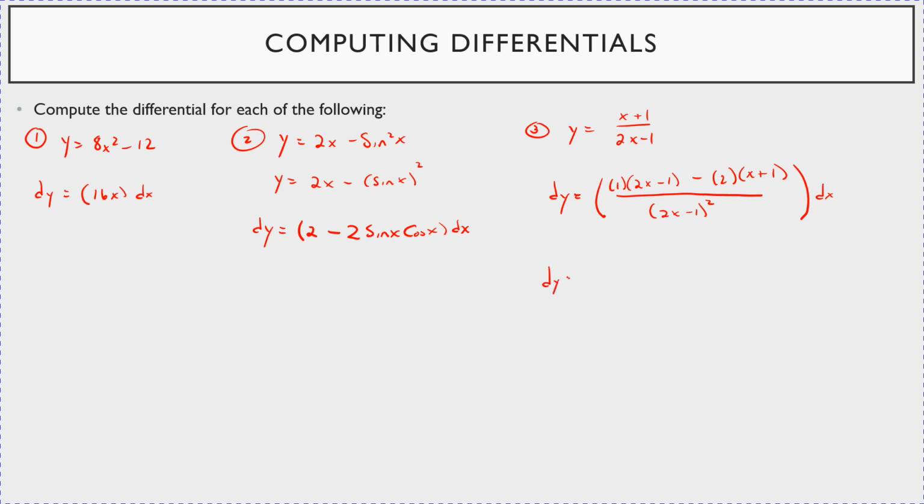So let's just clean this up. Distribute the 1 here: 2x minus 2x, everything with an x goes away. Then you have minus 1 minus 2 times 1, so this is just minus 3 all over (2x minus 1) squared, times dx. And that's just how you'll find the differential of y right there. Okay, and you'll get a chance to practice this, obviously, when you go to work on your assignments.